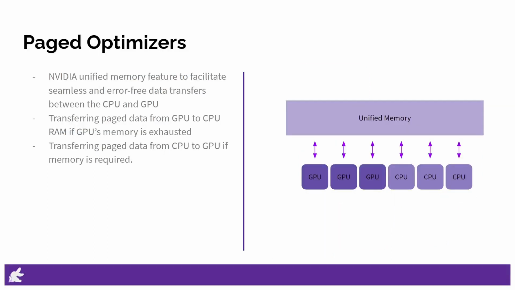Paged optimizers leverage the NVIDIA Unified Memory feature to facilitate seamless and error-free data transfers between the CPU and GPU. This feature operates similarly to regular memory paging between CPU RAM and the disk. By utilizing this feature, QLoRA is able to allocate paged memory for the optimizer states. In the event that the GPU's memory is exhausted, these optimizer states are automatically evicted to the CPU RAM. Subsequently, when the memory is required for the optimizer update step, the paged data is efficiently transferred back into the GPU memory. This ensures smooth GPU processing even when the GPU occasionally experiences out-of-memory situations.